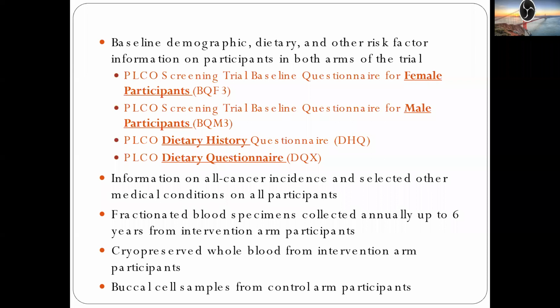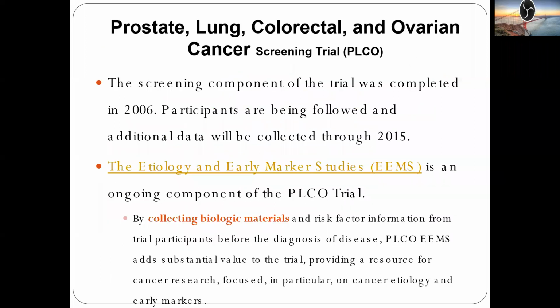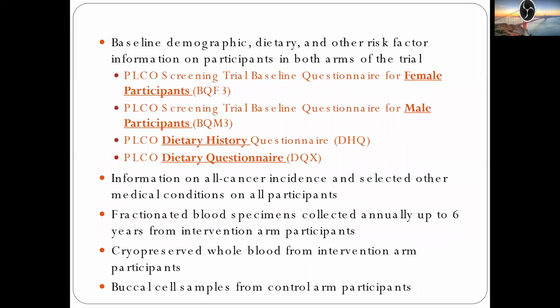In these different conditions, prostate, lung, ovarian, and colorectal cancers, they took the baseline information from the patients. They took blood samples, and also the history and basic information. From this they are evaluating what's happening over a period of time.